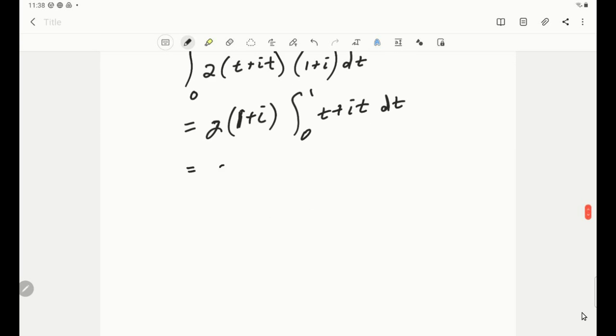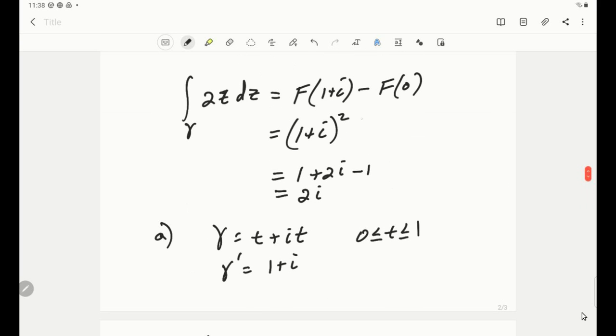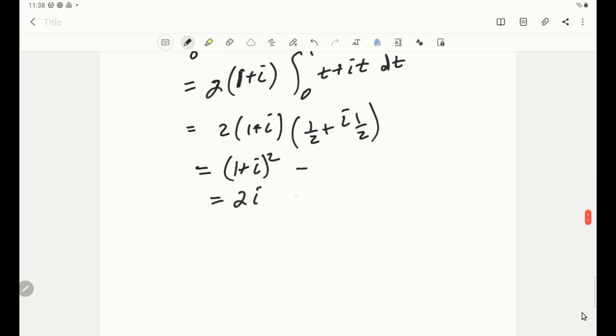And so this is 2 times 1 plus i times, and we'll get t squared over 2, so that's a half, plus i t squared over 2, so that's a half. Well, use the 2 there, and you see what I get is 1 plus i squared, which we now know is 2i. So we ended up at that same answer, 1 plus i squared, simplified to 2i.